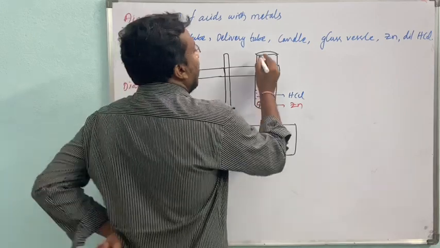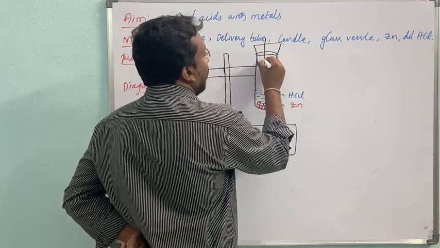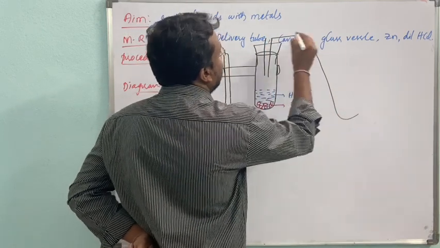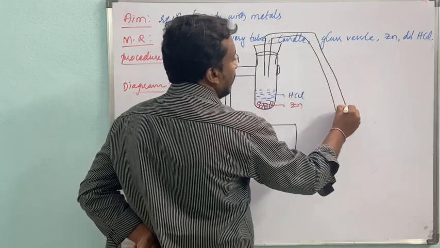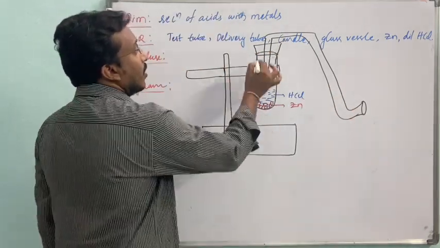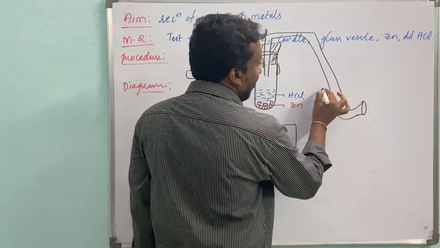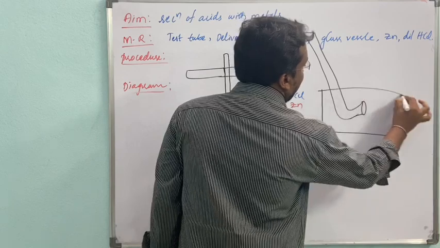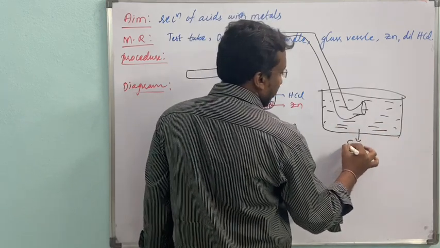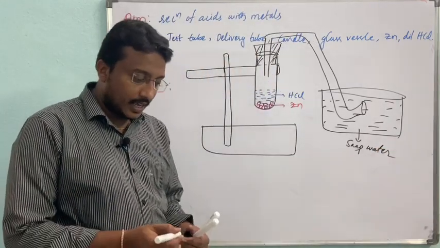And fix the test tube with a single hole rubber cork, and fix a delivery tube. This is the delivery tube. Take a single hole rubber cork and, to the single hole rubber cork, fix the delivery tube, and take the other end of the delivery tube into the glass vessel which contains the soap water. Right? This is the arrangement, a very simple arrangement.